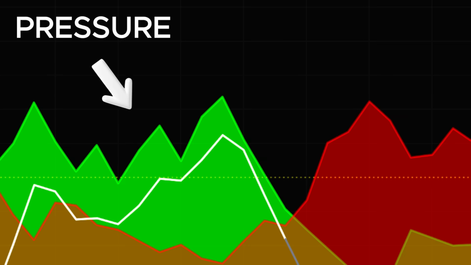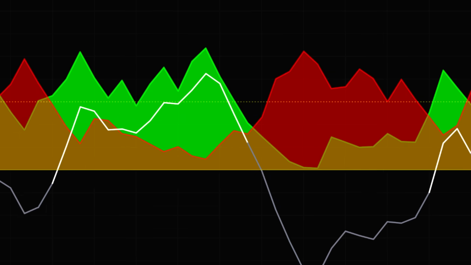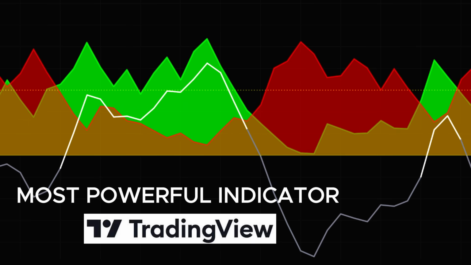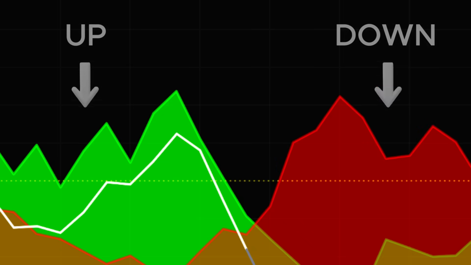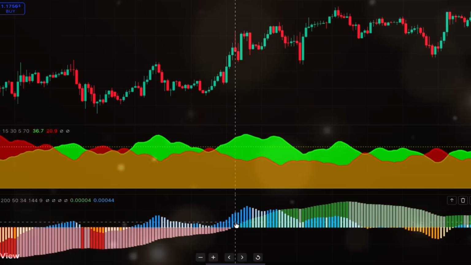This indicator measures pressure, bullish pressure versus bearish pressure. This is one of the most powerful indicators on TradingView that can effectively help you know if the price is gonna go up or down. I will teach you a trading strategy based on this indicator, so make sure you watch this video until the end and let's get started.